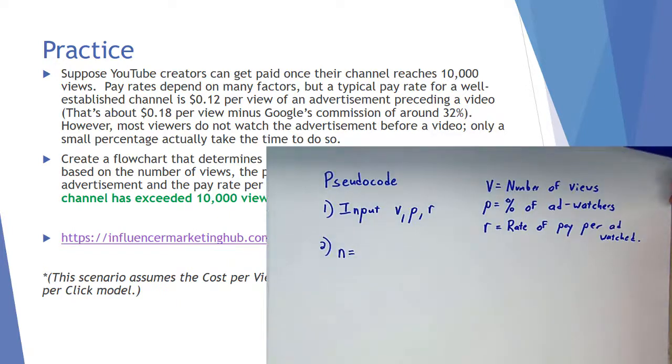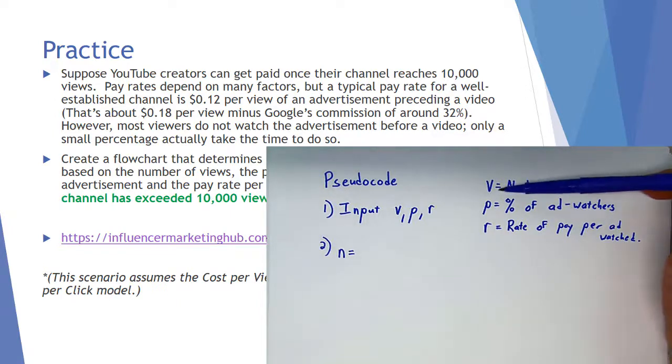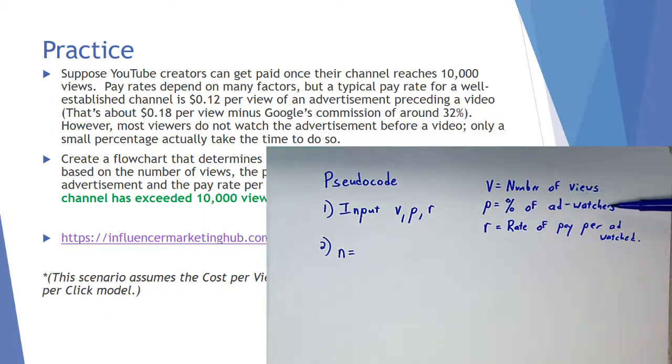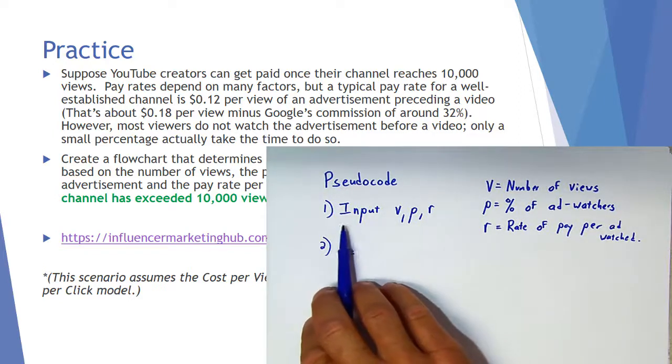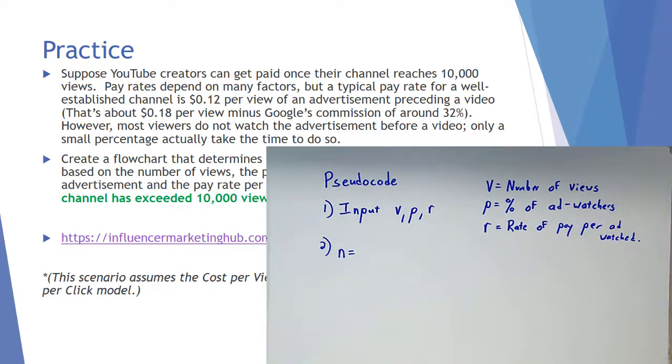Okay, well, let's take a look at this. The three inputs that we need to know and that we're basing our pay on is the number of views, we'll call that V. P is the percentage of people who actually watch the ads in front of the video. And R is the rate of pay somebody gets paid per ad watched. So of course we need our input of V, P and R to be our first step.